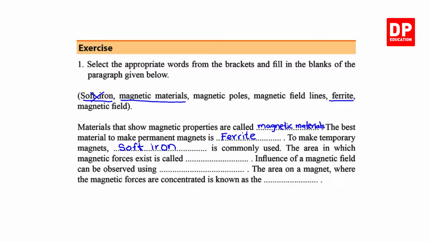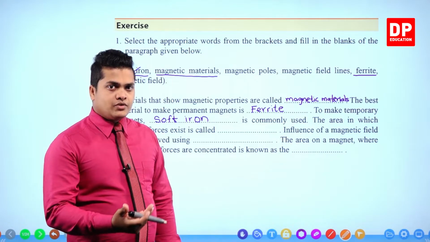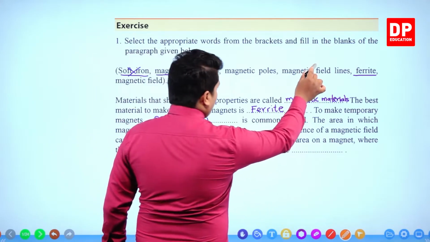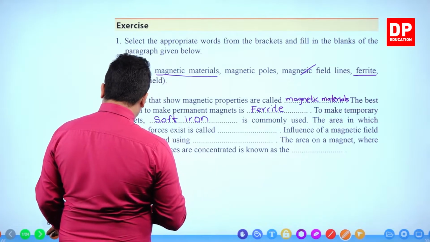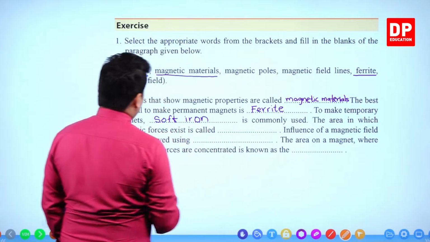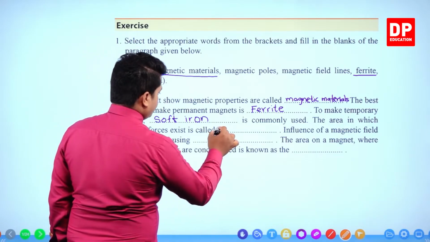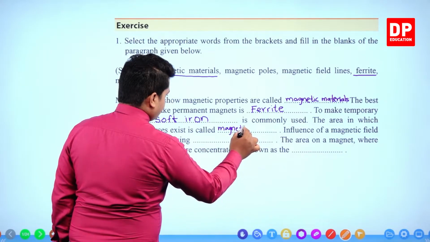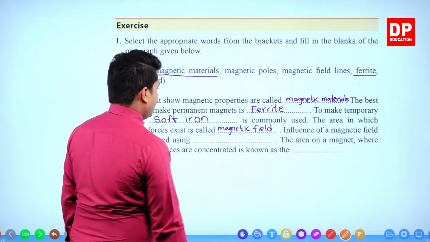The area in which magnetic force exists is called, the area in which the magnetic force or the magnetic power is going to exist is called the magnetic field. So here you can observe the magnetic field is given here. Not the magnetic field lines, but the magnetic field.